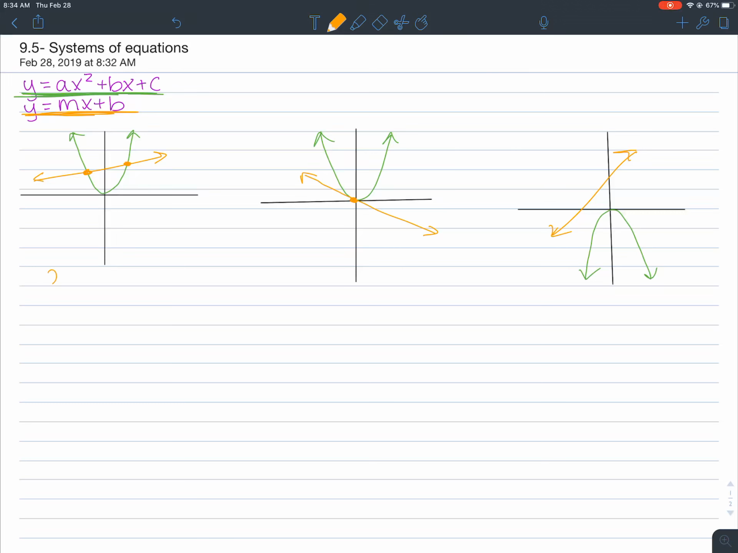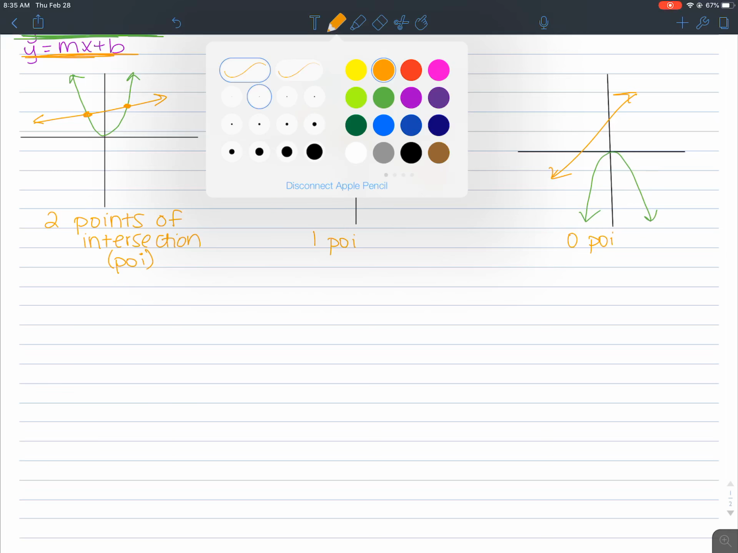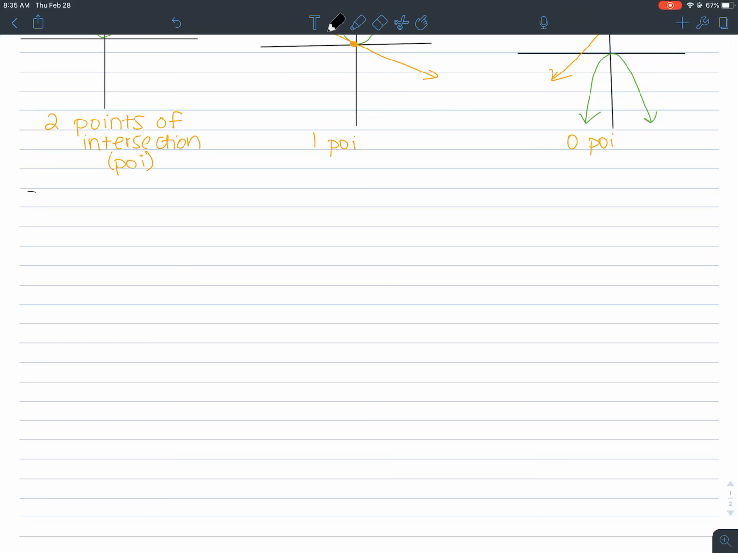So we could still have 2 points of intersection, which I'm going to shorten to POI. We could have 1 point of intersection, and we could have 0 points of intersection. We're going to do 2 problems. The way that we solve this is the exact same as what we've done in the past, where we have substitution and elimination.